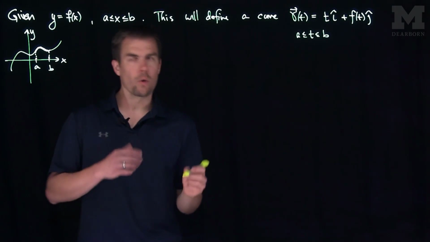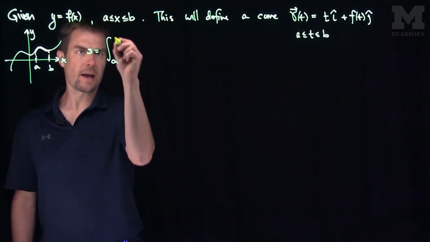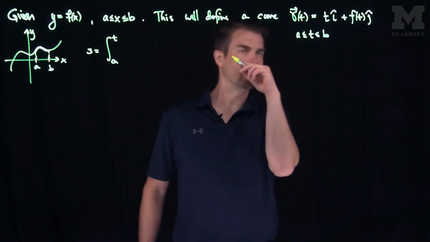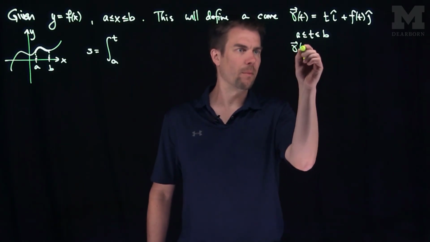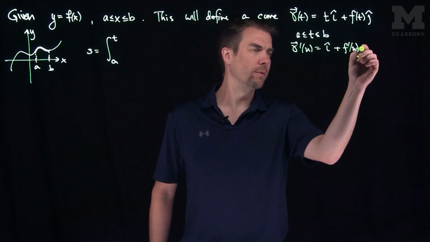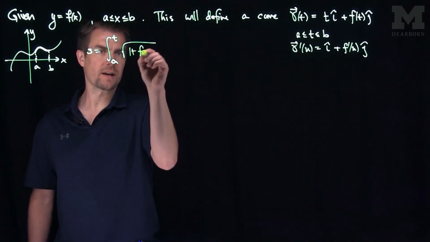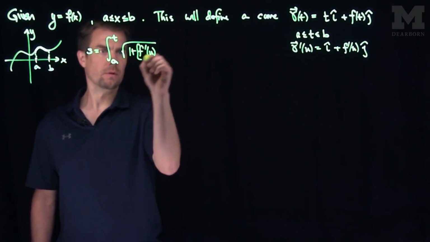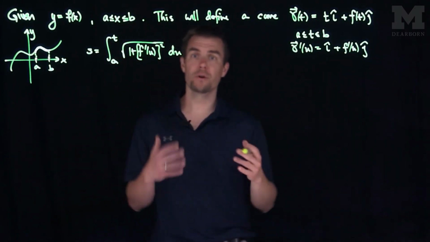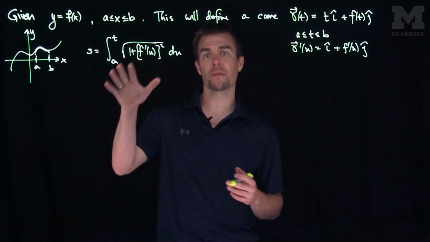Now, we know that s, the arc length parameter, will be the integral from, let's say, a up to t of the length of this curve. So what will the length of this curve be? If I do gamma prime of u, it'll be i hat plus f prime of u j hat. And so this will be the square root of 1 plus f prime of u quantity squared du. Now in principle, we need to know what the function f is to find the arc length parameter. There's no way to write down a simpler formula for the arc length parameter than this.